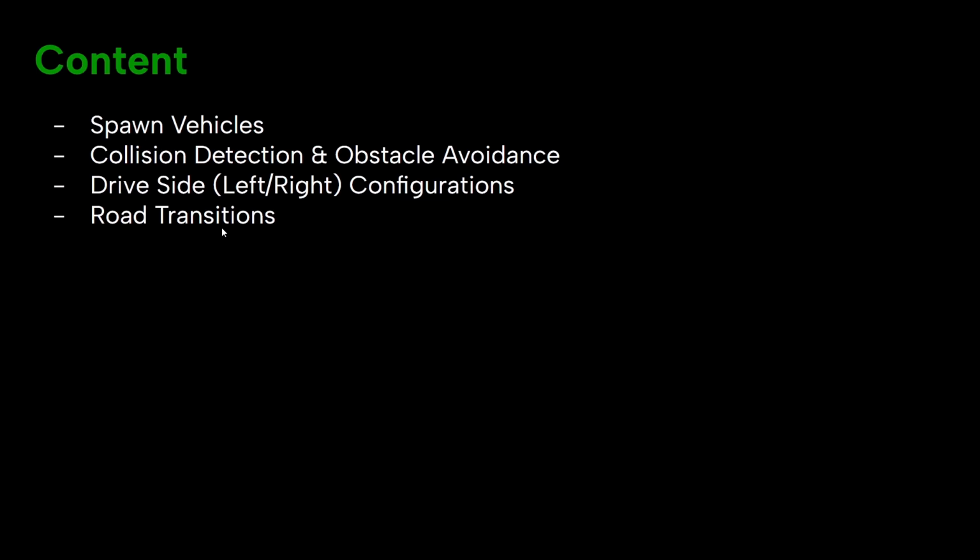Based on the drive side, certain configurations can be done, such as if your level has two-way roads, then based on the drive side, the respective vehicles should choose a lane. Also road transitions, which means when multiple roads exist, or there is an intersection, the vehicles should make a decision to make a turn or follow the same road. Right, so let's see these topics in detail.